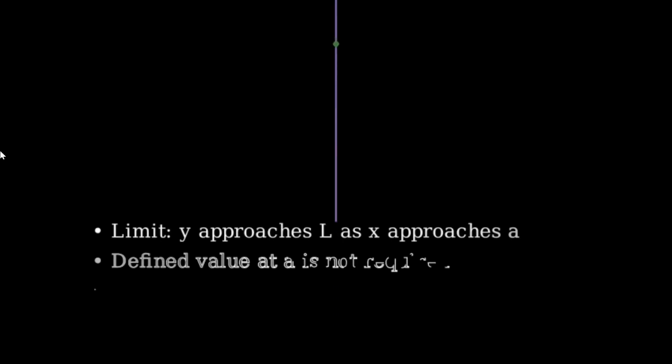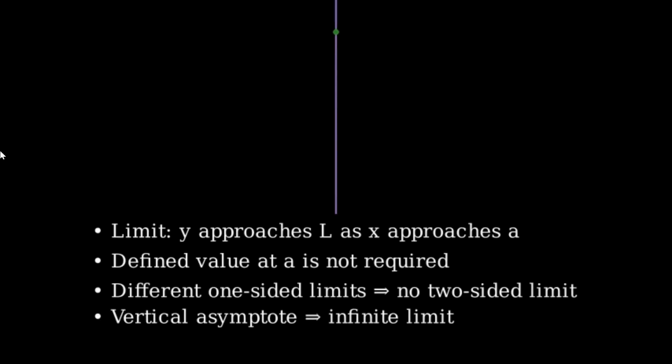Summary. 1. The limit describes what y approaches as x gets close to a. 2. The limit can exist even when the function is not defined at that point. 3. If left and right approaches disagree, the limit does not exist. 4. Near vertical asymptotes, limits can be infinite.